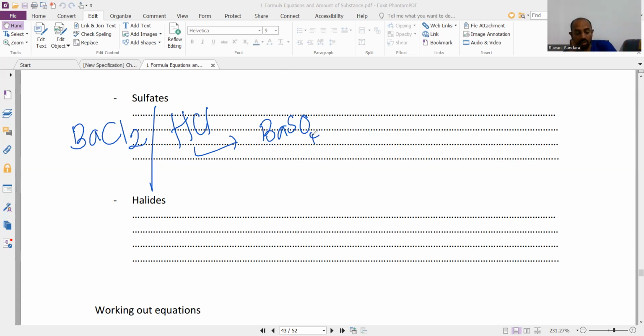So what is the purpose of adding hydrochloric acid there? To remove the interfering ions like carbonate. Yes, to remove the ions that interfere with the results.